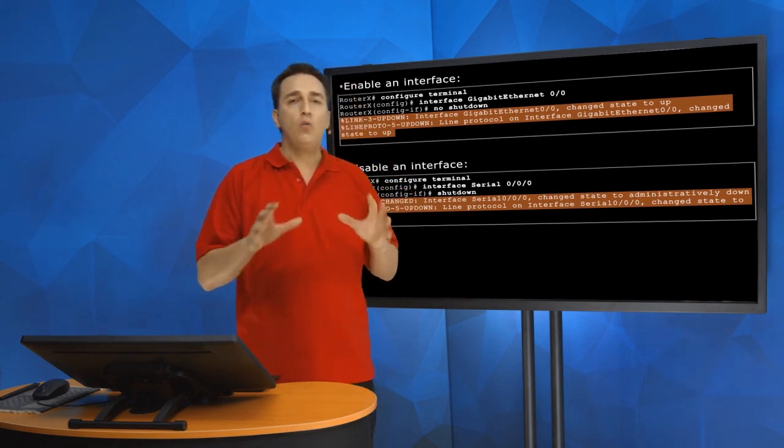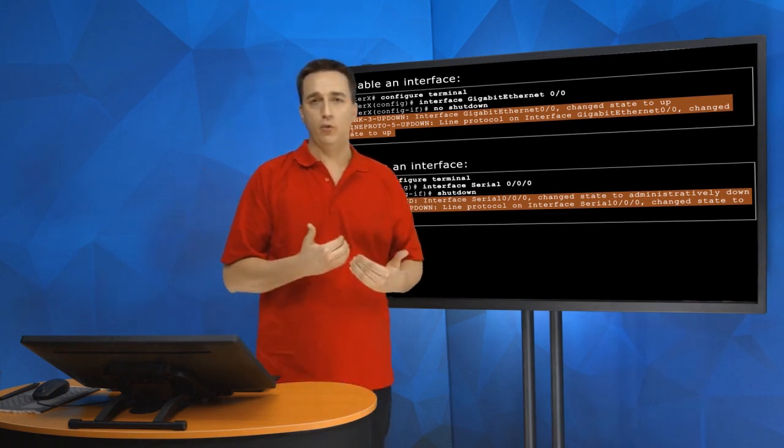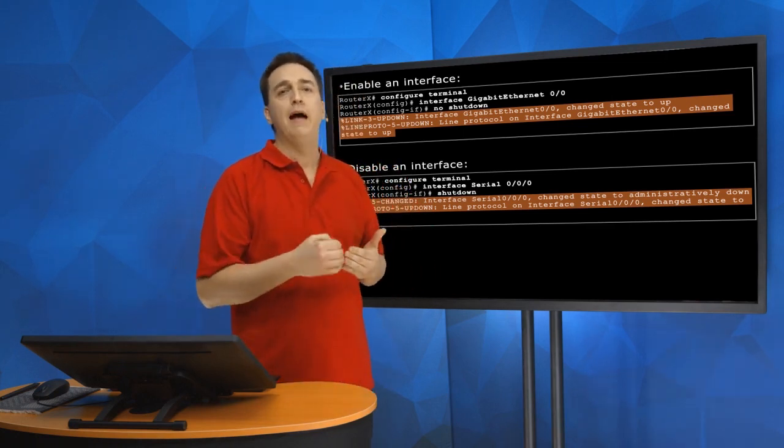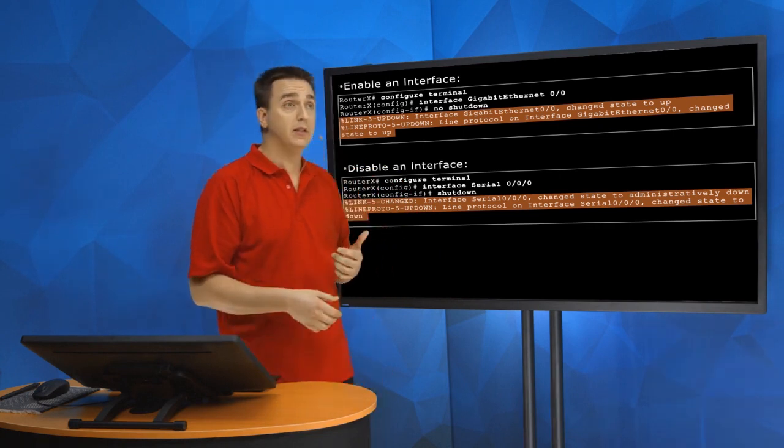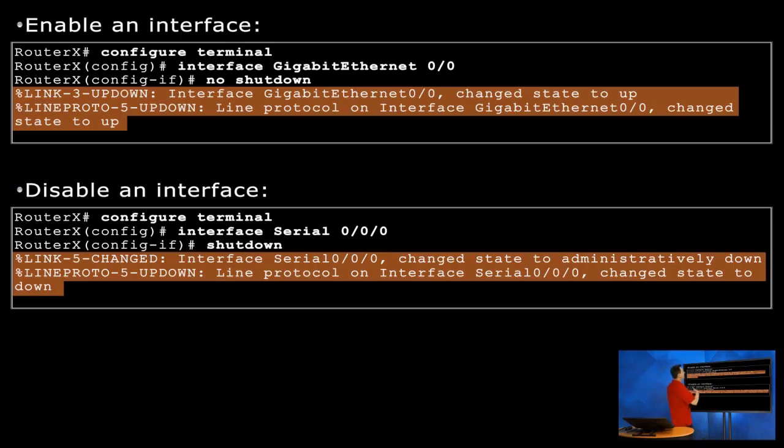It means that once you implement your router, you will have to enable your interfaces on an interface by interface basis. So in this case, interface gigabit Ethernet 0/0. How do I enable it? I type in no shutdown. So I went into global configuration mode, then into interface configuration mode, and I typed in no shutdown. And you can see that our interface went up at layer 1, up at layer 2 of the OSI model.